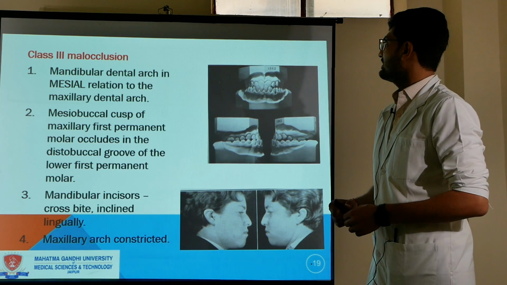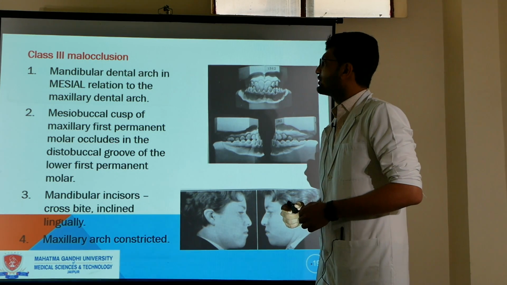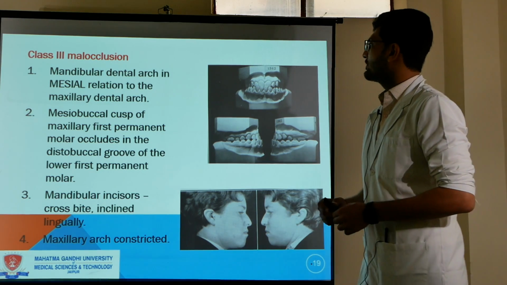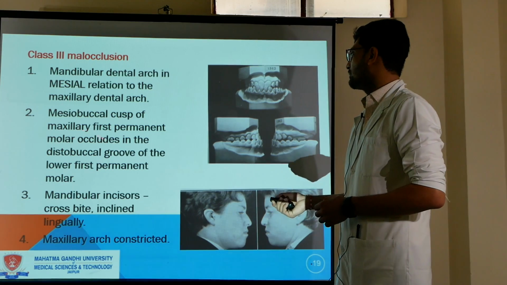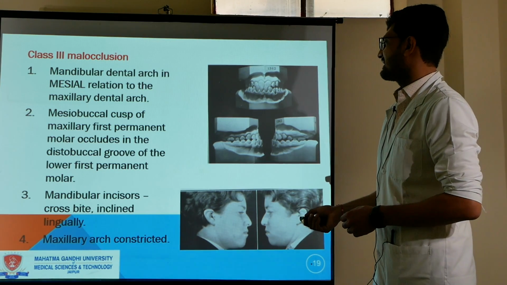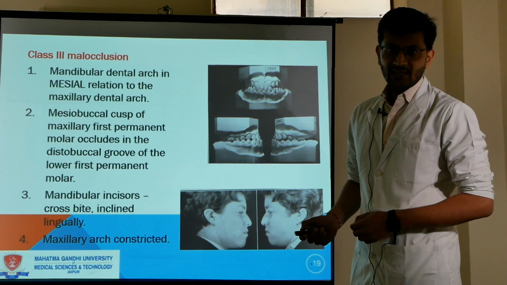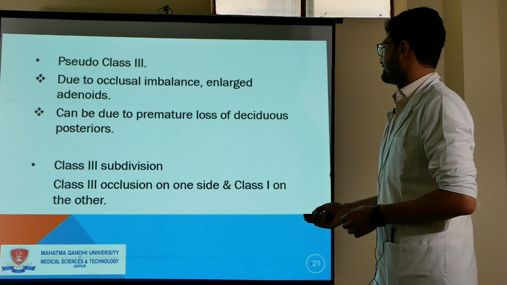Class 3 malocclusion, the situation in which the mandibular dental arch is in mesial relationship to the maxillary dental arch. The mesobuccal cusp of the maxillary first permanent molar occludes in the distobuccal groove of the lower first permanent molar. And mandibular incisors are in a crossbite relationship or may be inclined lingually. So maxillary arch also may be constricted.